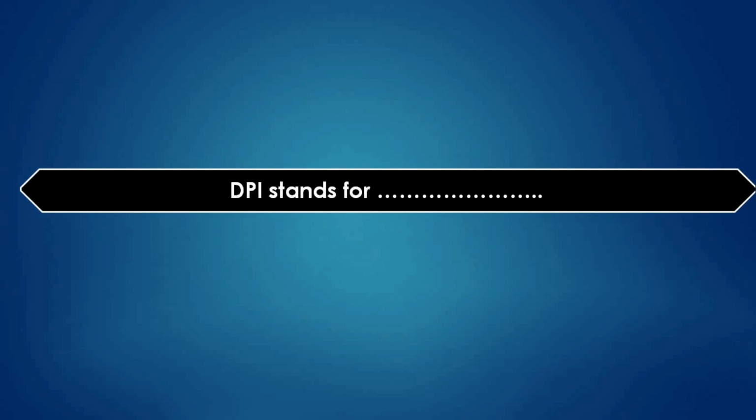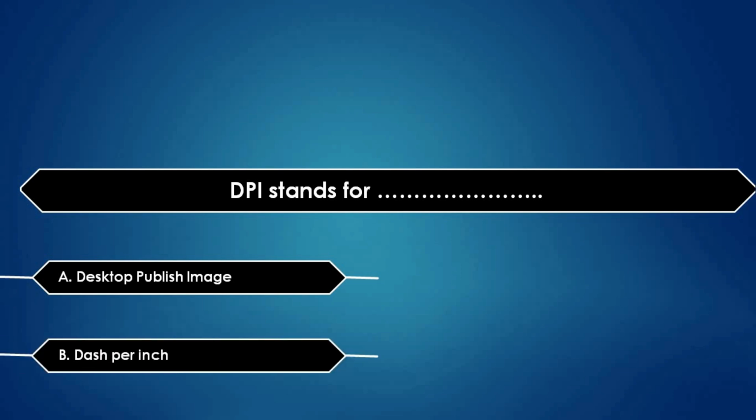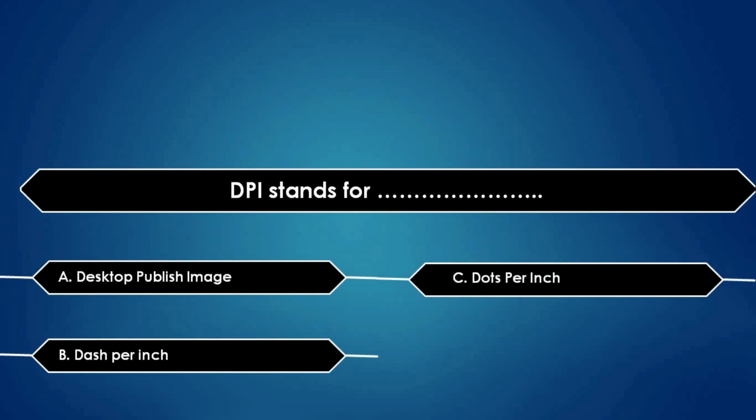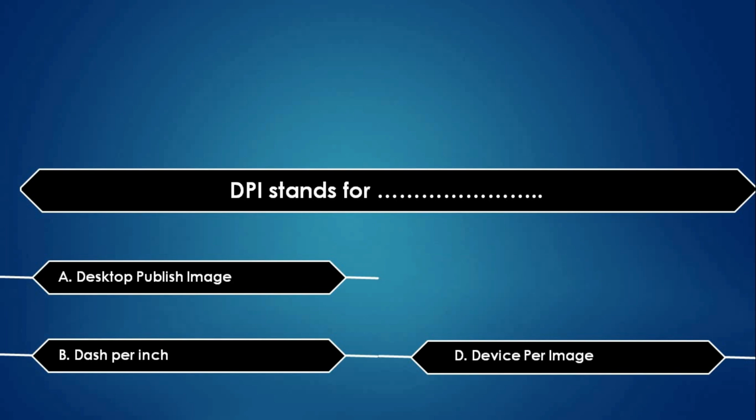DPI stands for dash. A. Desktop publish image. B. Dash per inch. C. Dots per inch. D. Device per image. The right answer is dots per inch.